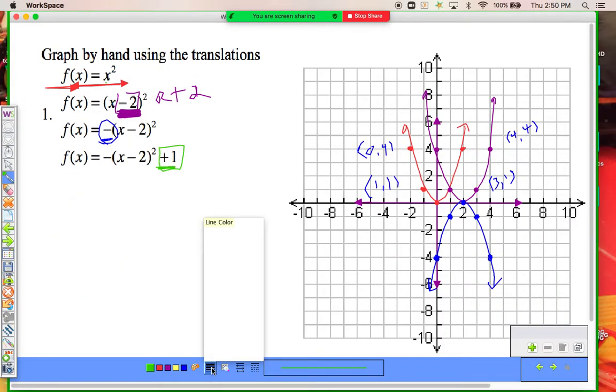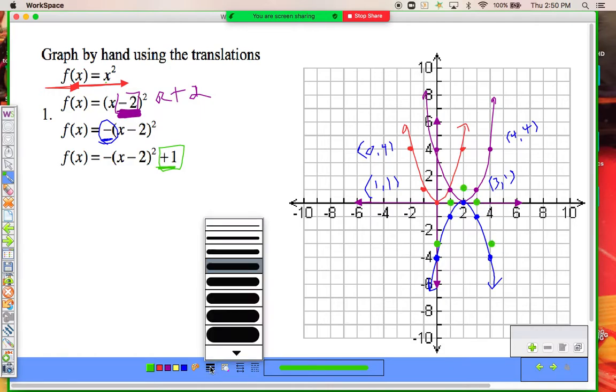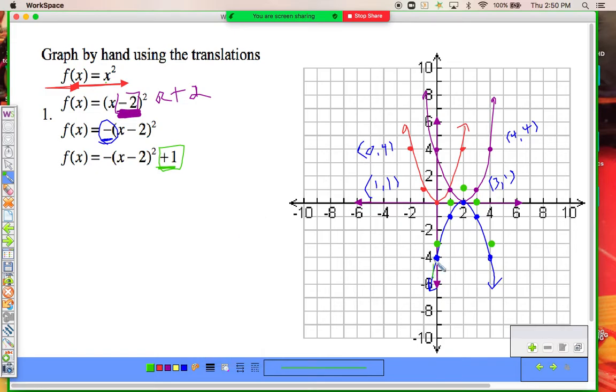So I'm just going to come over here on top of this graph, and each of these blue points, I'm going to shift them up 1 unit. And that is going to be my final graph. I'm going to make it dark so we see it better. That is the function negative, parentheses x minus 2 quantity squared, plus 1.